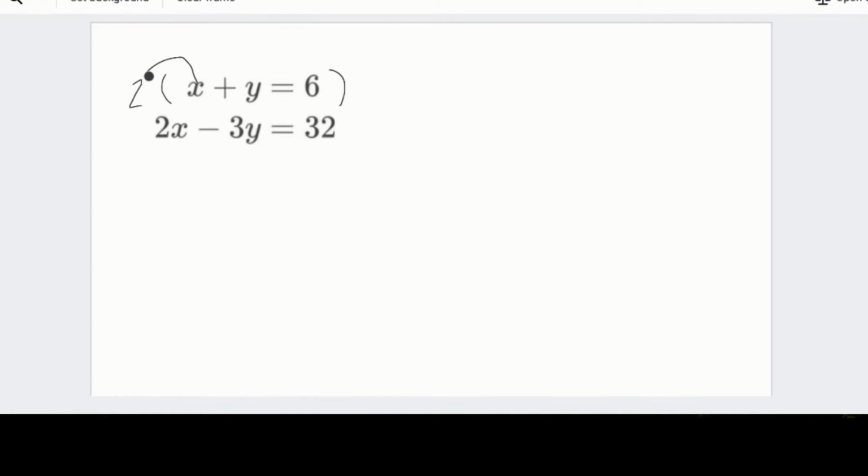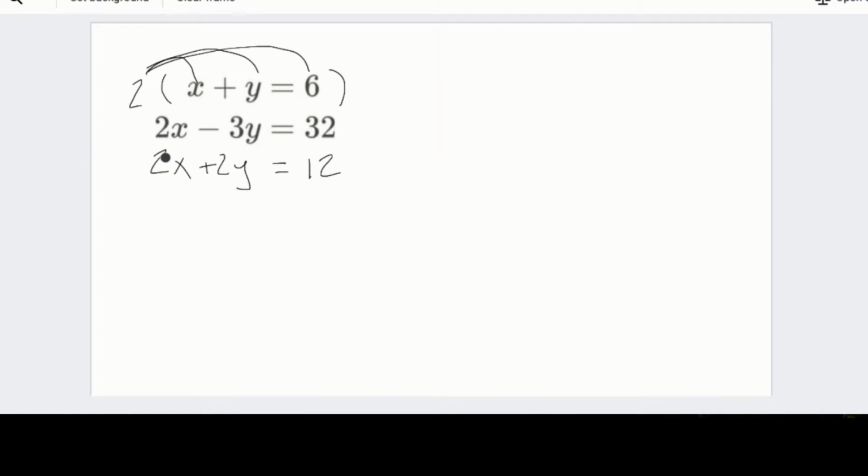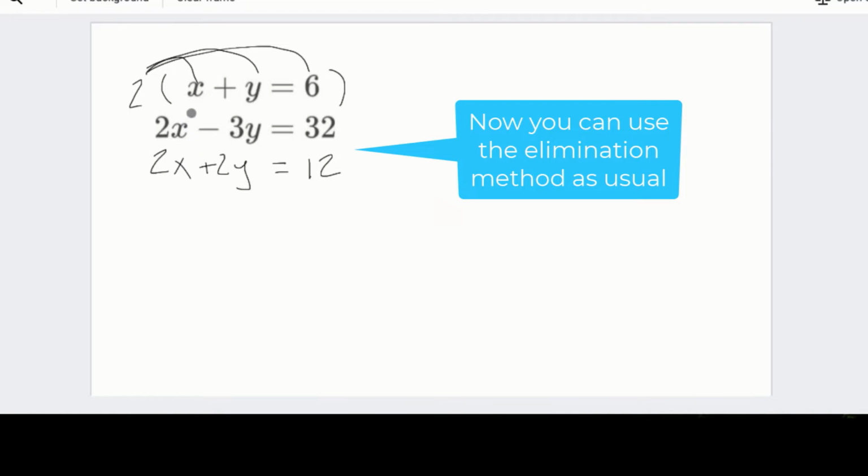Remember, when you distribute, you have to distribute to everything inside the parentheses. So 2 times x will be 2x. 2 times y will be 2y. And 2 times 6 will be 12. So now we have the same coefficient, 2x and 2x. So now we can line them up vertically and use the elimination method like normal.